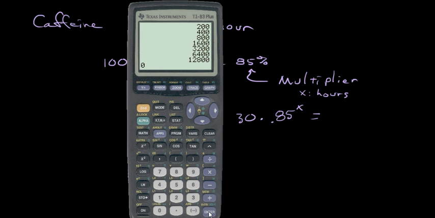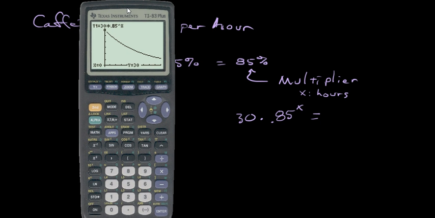At 0, like we said, oh dear. Try that again. Back to the graph. And trace, there we go. So at 0, we're at 30, sure enough, y equals 30. I've got 30 milligrams of caffeine in my system. After 1 hour, I've got 25.5, after 2 hours, I've got 21.675, and after 3 hours, I've got less than 20 milligrams of caffeine in my system.